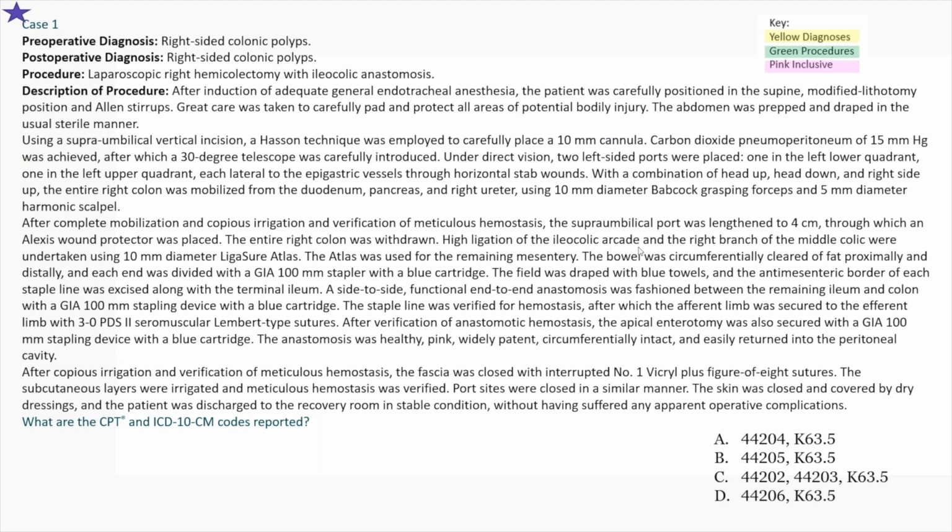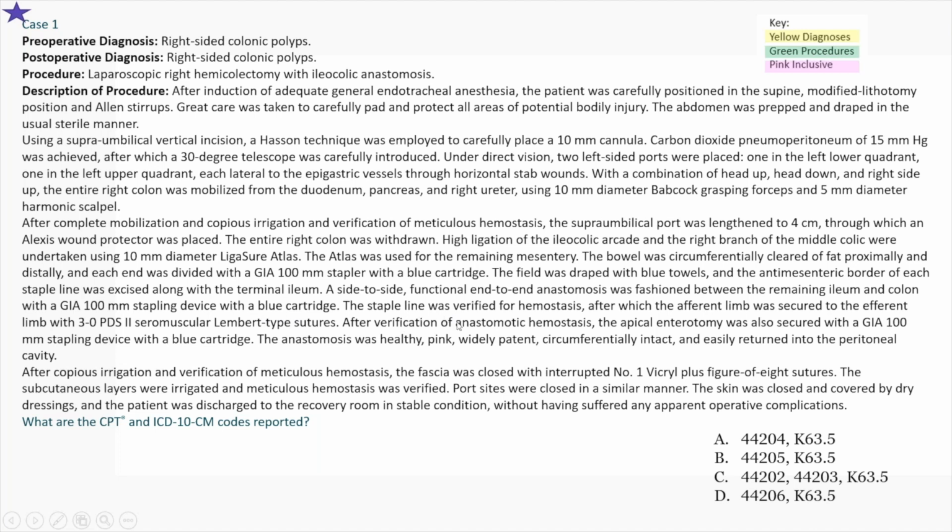High ligation of the ileocolic arcade and the right branch of the middle colic were undertaken using 10 mm diameter LigaSure Atlas. The Atlas was used for the remaining mesentery. The bowel was circumferentially cleared of fat proximally and distally, and each end was divided with a GIA 100 mm stapler with a blue cartridge. The field was draped with blue towels, and the antimesenteric border of each staple line was excised along with the terminal ileum. A side-to-side functional end-to-end anastomosis was fashioned between the remaining ileum and colon limb, with a GIA 100 mm stapling device with a blue cartridge.